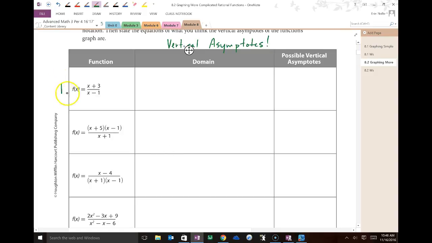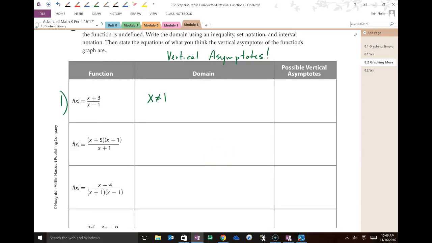Okay, so for the first example here, I have x plus 3 over x minus 1. What is the one value that x cannot be? One. Okay, so everybody okay with that? So we would say x cannot be 1, and if we were going to write this in interval notation, it would be from negative infinity to 1 and from 1 to infinity.